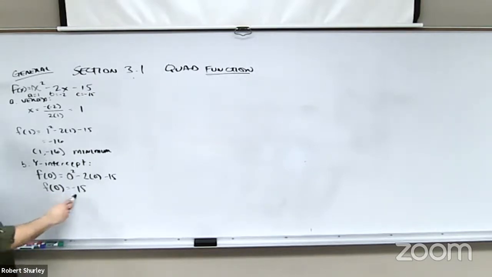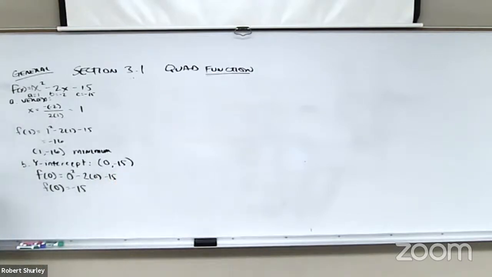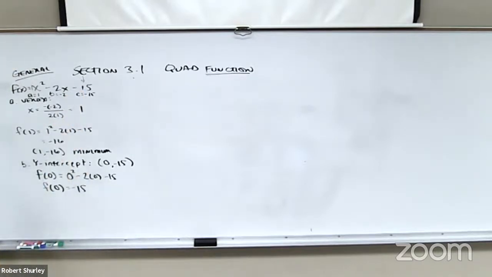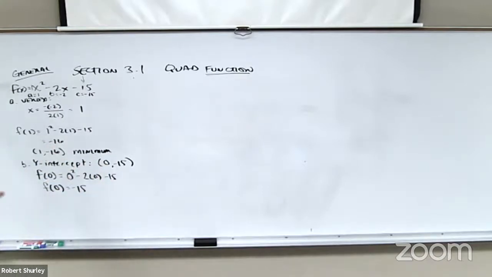So that's my y-intercept: 0, negative 15. It turns out if you're in this general form, this number right here is always your y-intercept. Kind of neat, okay? So if you're in general form, that constant is your y-intercept. Now that's not true at all for that standard form.